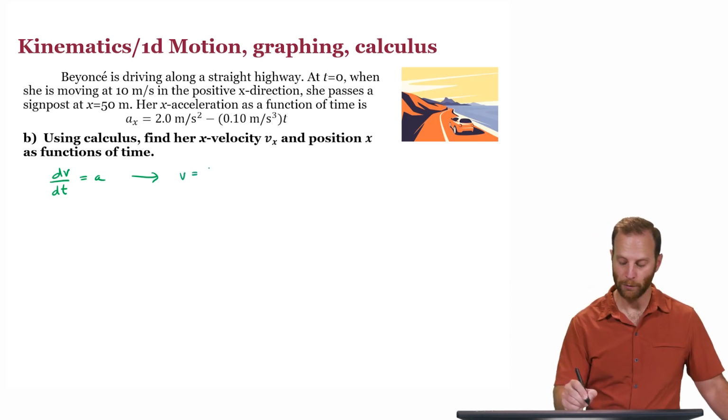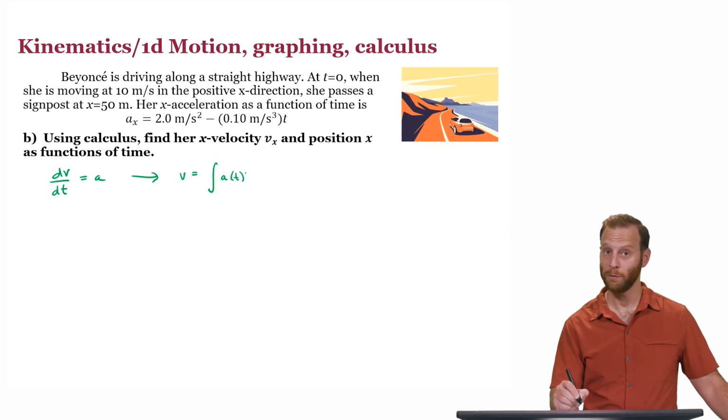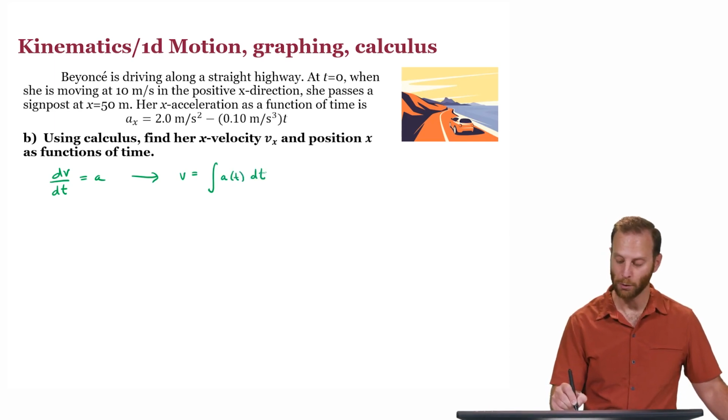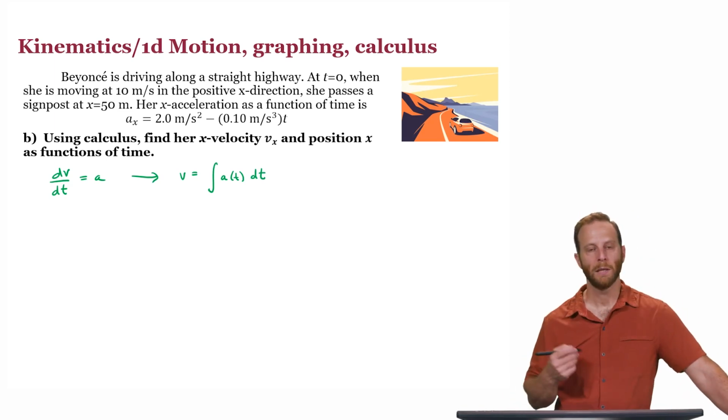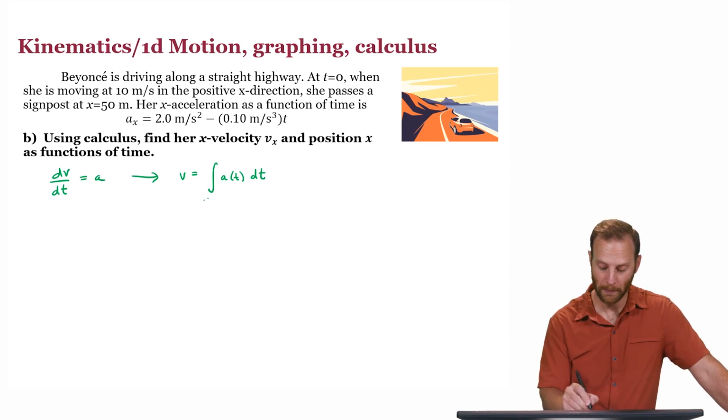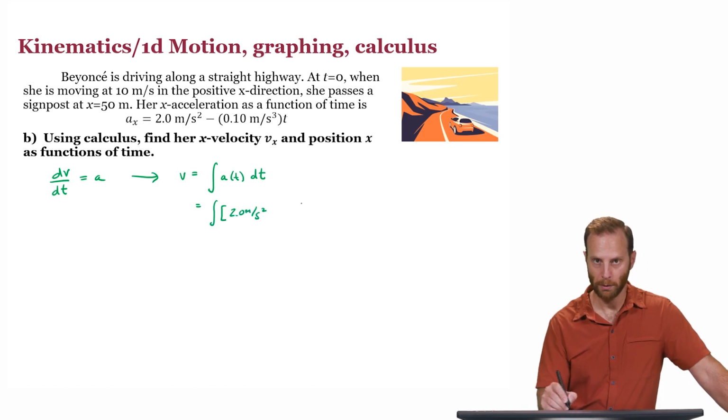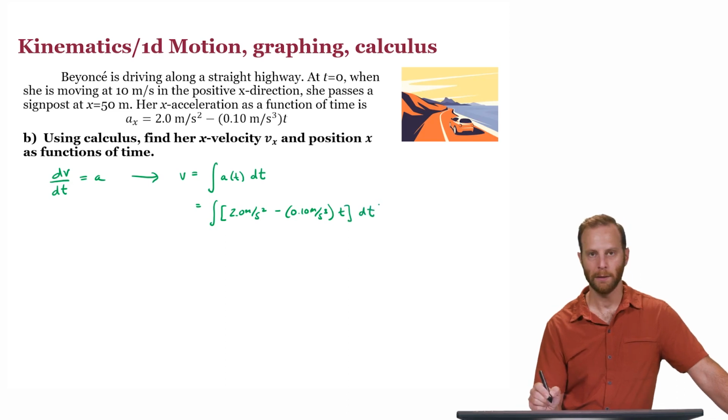The velocity would therefore be the integral of the acceleration, which is itself a function of time. We're doing that integral with respect to time, and we're going to do this with an indefinite integral, leaving us an integration constant in the mix. So what does this look like? The function we're to integrate is this, 2.0 meters per second squared minus 0.10 meters per second cubed t, and we need to integrate that dt.